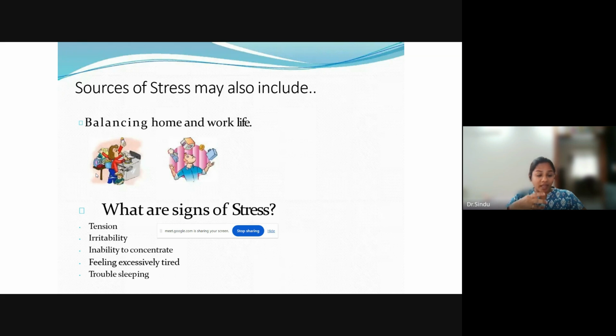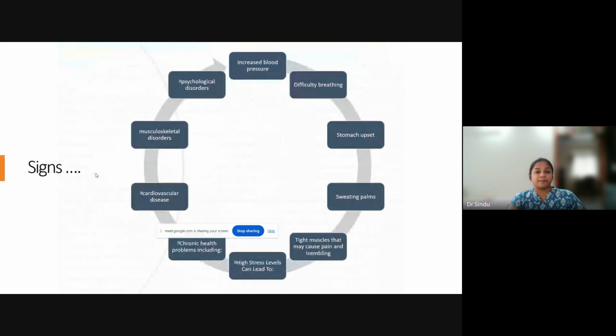Trouble sleeping. When you are not having proper sleep, that means 6 to 7 hours of sleep for a human being, and you always use your mobile phone while sleeping, that also causes stress, because at that time hormones like oxytocin and serotonin are secreted. So if you are not sleeping properly, that also causes stress. So these are the sources of stress.